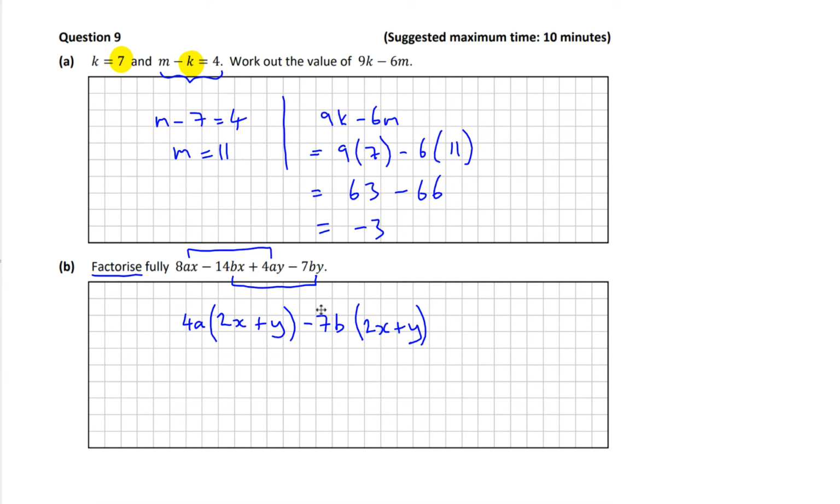So by factorizing out the negative 7b, the negative term there, the brackets here are common. So 2x plus y in this bracket, 2x plus y in this bracket. So if 4a is multiplied by this bracket, minus 7b multiplied by the same bracket, I'm allowed to say then that that's 4a minus 7b multiplied by that same common bracket. So this is the factorizing by pairing method.